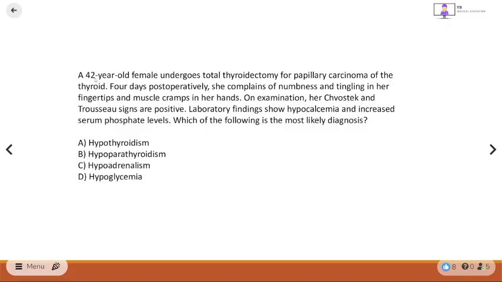See this case: a 42-year-old female undergoes total thyroidectomy for papillary carcinoma of the thyroid. 4 days post-operatively, she complains of numbness and tingling in her fingertips and muscle spasms in her hands. On examination, her Chvostek and Trousseau signs are positive. Laboratory findings show hypocalcemia and increased serum phosphate levels. Which of the following is the most likely diagnosis? It's hypoparathyroidism, because when you remove the thyroid, you also removed the parathyroid glands.